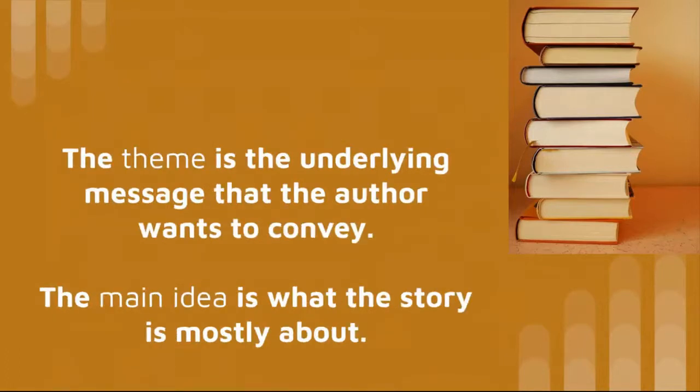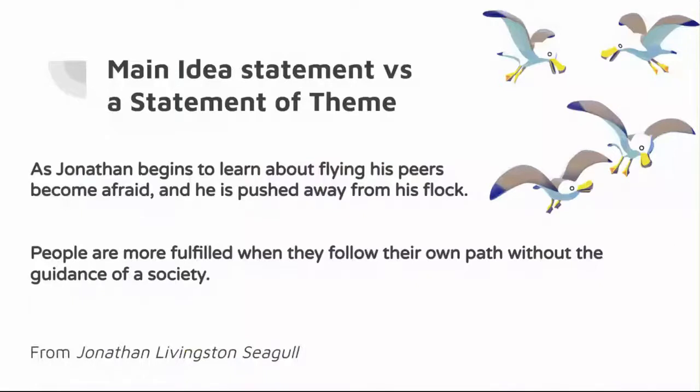So we're going to look at the idea of theme versus main idea. The theme is the underlying message that the author wants to convey, and the main idea is more about what the story is about. Looking at Jonathan Livingston Seagull, here is a main idea statement versus a statement of theme. As Jonathan begins to learn about flying, his peers become afraid and he is pushed away from his flock. Versus: people are more fulfilled when they follow their own path without the guidance of a society.